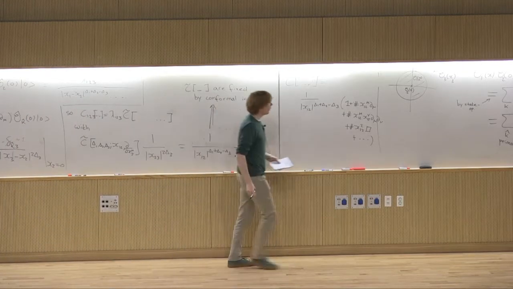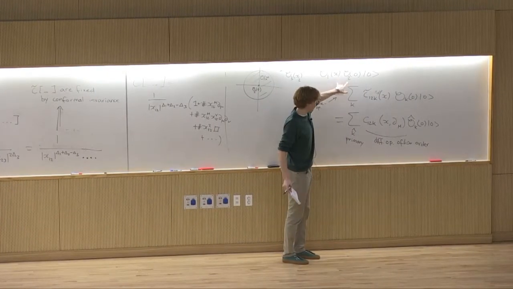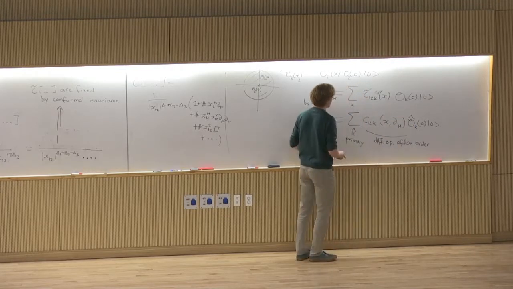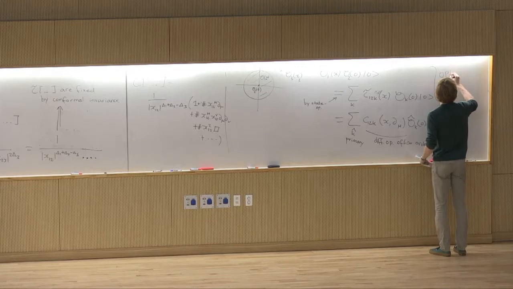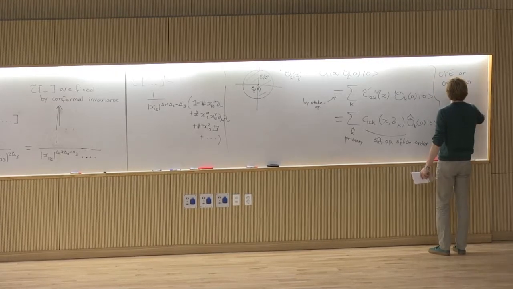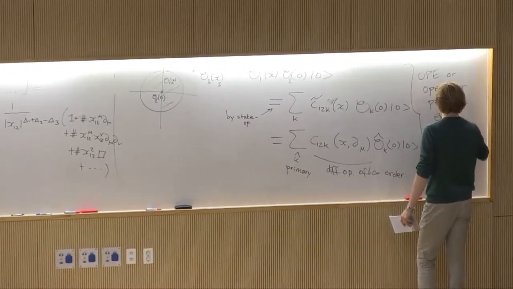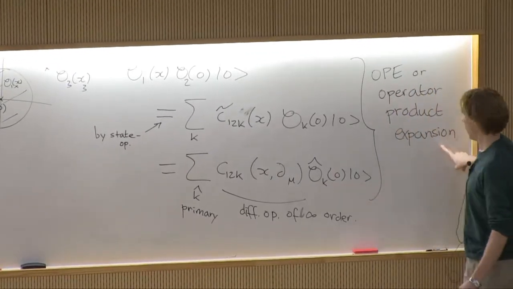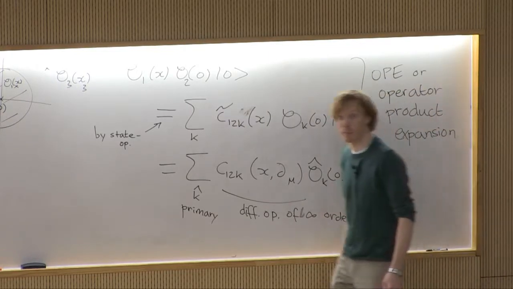So this idea that I can replace a product of operators in radial quantization with the sum of other operators is a thing called the OPE, or operator product expansion. And I hope these words are now entirely clear. You have a product of operators and you expand it as a sum of other operators.